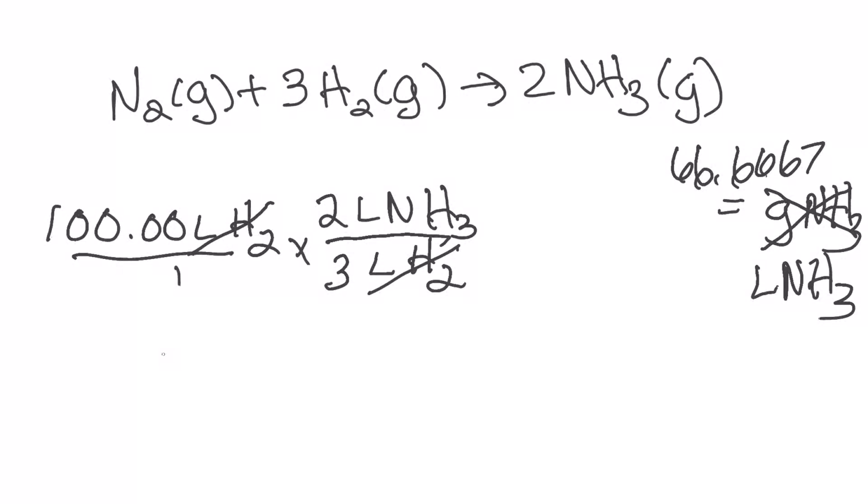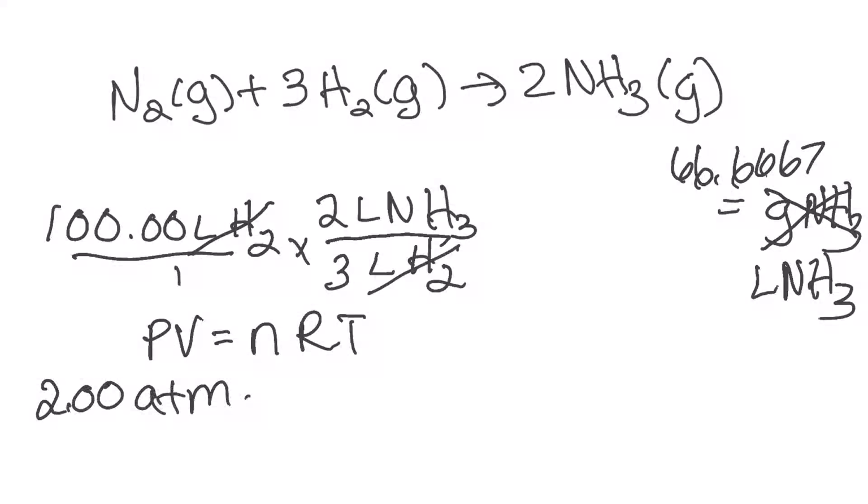Now I am still going to have to use PV equals nRT. So now I can plug the things I know into my PV equals nRT equation. My pressure is 2 atmospheres. My volume is 66.6667 liters. My moles, I don't know the moles, so that's going to be my unknown. But you might say, but Miss Backus, it's asking for grams. It's not asking for moles. Well, I'm going to have to get to moles, and then from moles, I'm going to get to grams.